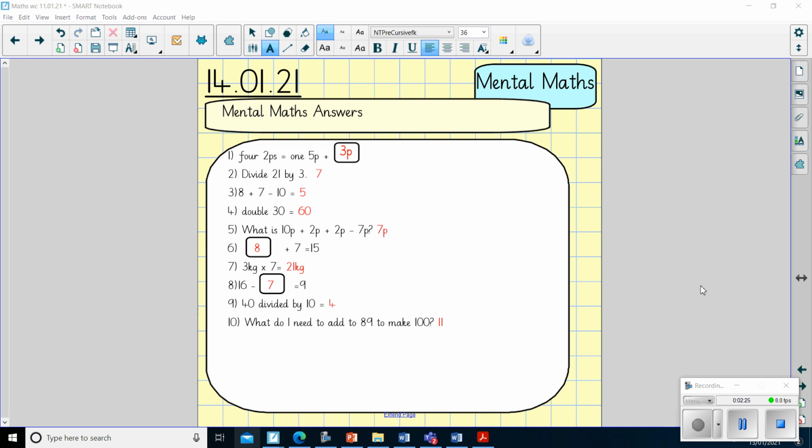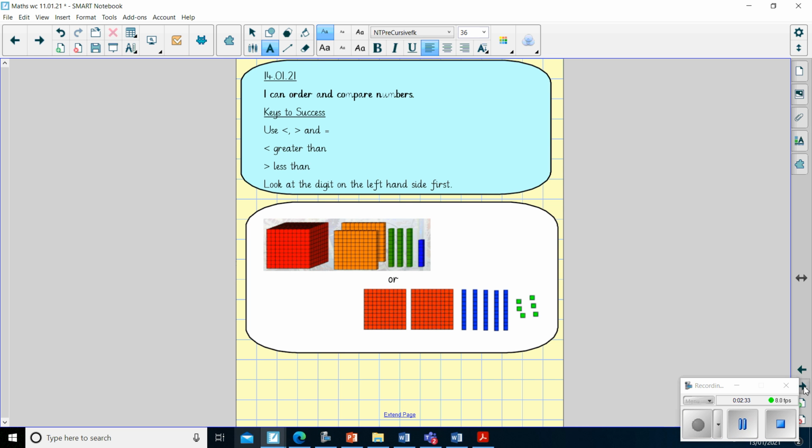So give yourself a tick for each correct answer, and then we can have a look at today's lesson. So in maths today, we're going to be ordering and comparing numbers. We're going to be using the greater than and less than symbol, and we also are going to use the equal symbol. We need to look at the digit on the left hand side first.